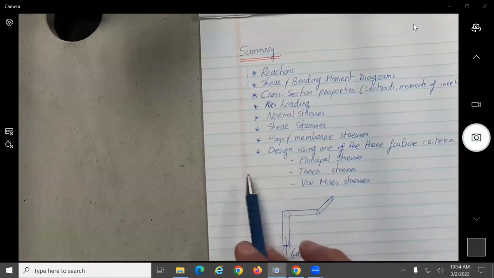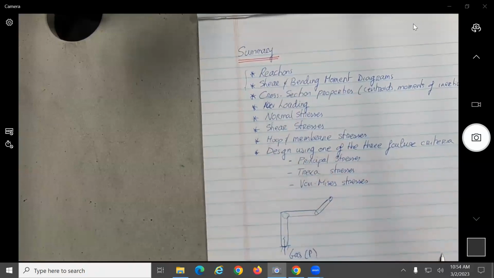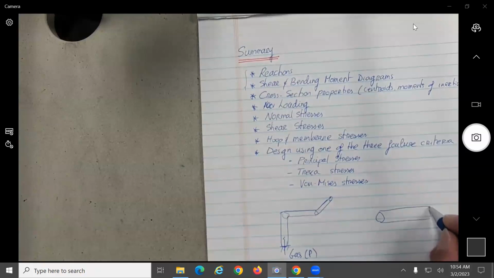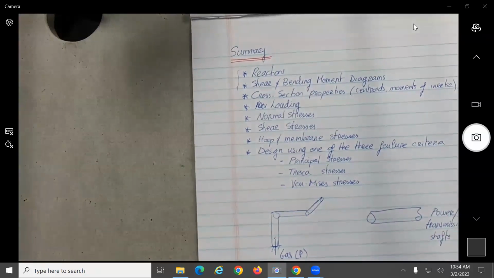Okay, then really everything we are doing now, the next thing will be to do, because it's important in this class, is to do the design of power transmission shafts. Okay, so for example, a shaft in transmission, you will have what?